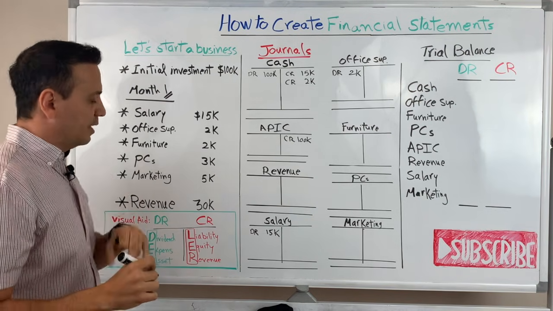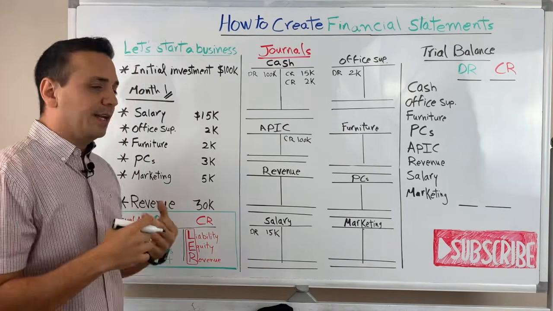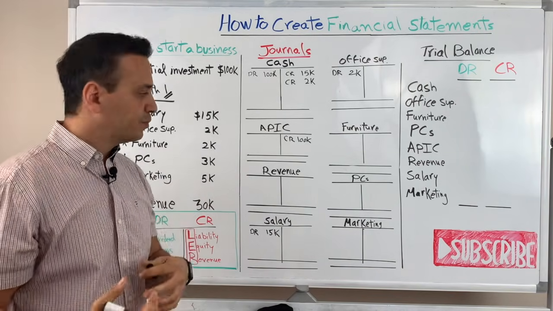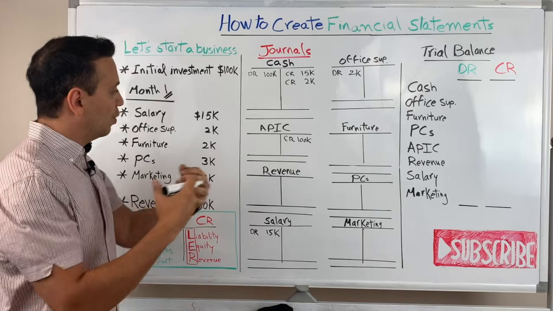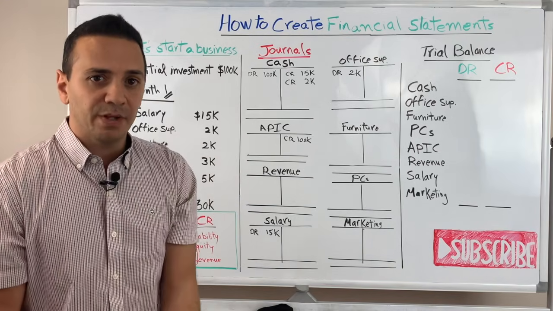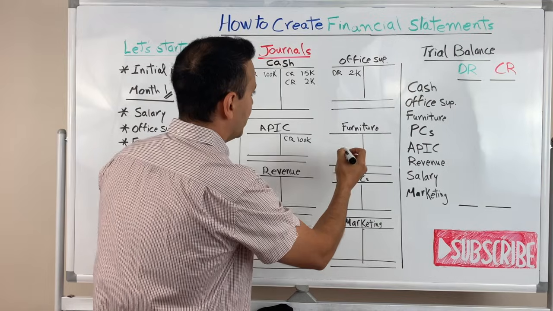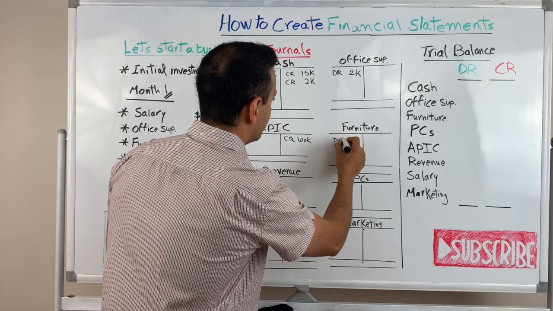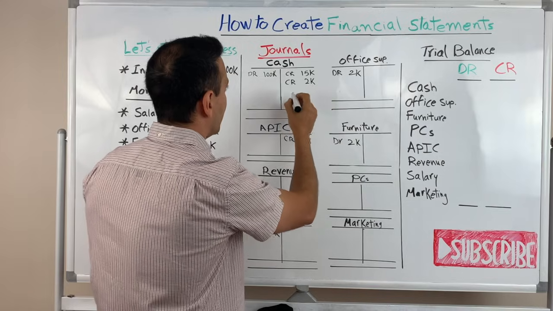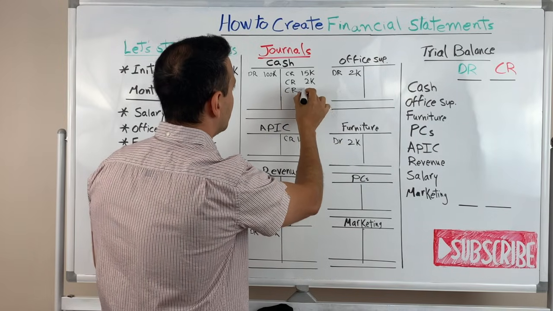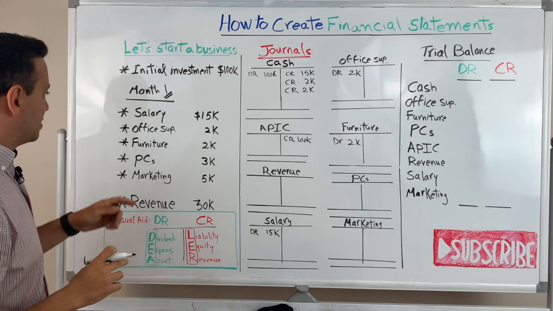So you're buying some desks and chairs for your staff for $2,000. And again, you can think of it the same way. Basically, you have $2,000 going out for a future economic benefit. So that's an asset. So furniture, we record the same way. It's a debit of $2K, and a credit to cash for $2K. Great. All right. Up next, PCs.